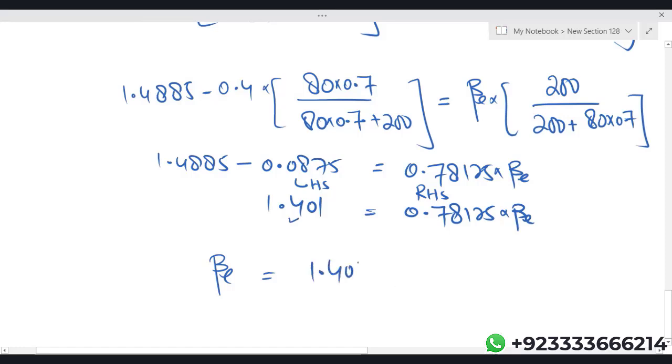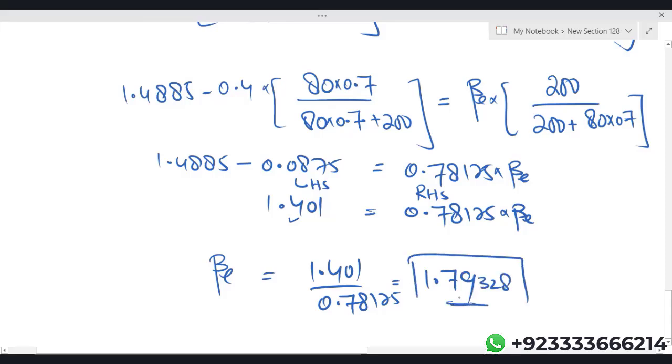So 1.401 divided by 0.78125. So I'm getting 1.79328. So 1.79328, this is equity beta. Okay.